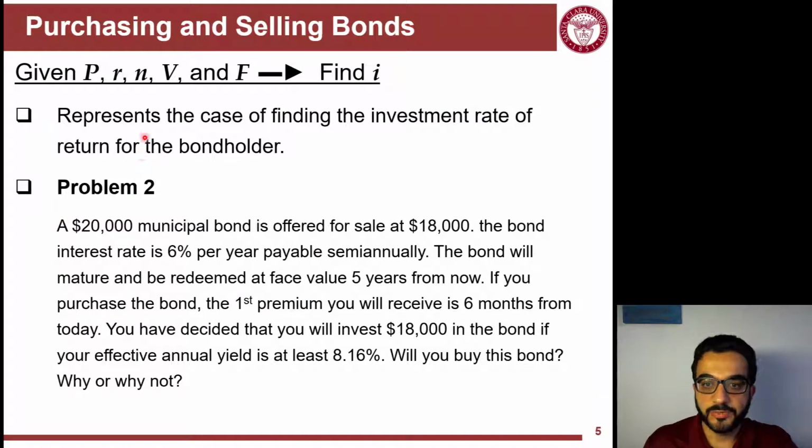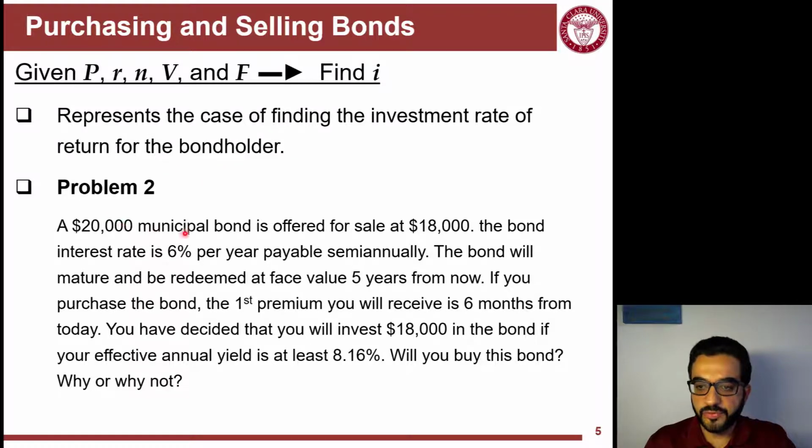The second case represents the situation where you're trying to find the investment rate of return, or what we call the internal rate of return, for a bondholder thinking about a bond. They're given everything except the rate. Now I have my MARR and I want to decide if I'm going to buy it or not. One way of doing that is to calculate the internal rate of return.